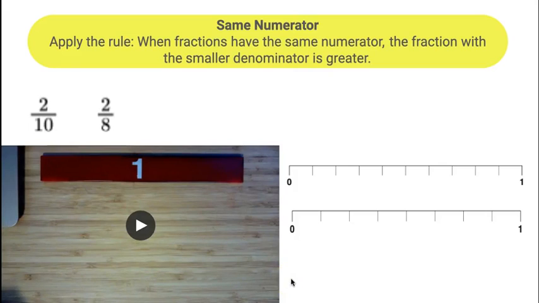I can also show that on a number line. Here is the fraction 2/10, and here is the fraction 2/8. 2/8 is closer to a whole, and so it is the larger fraction.